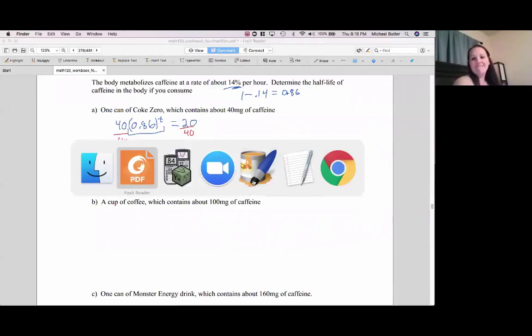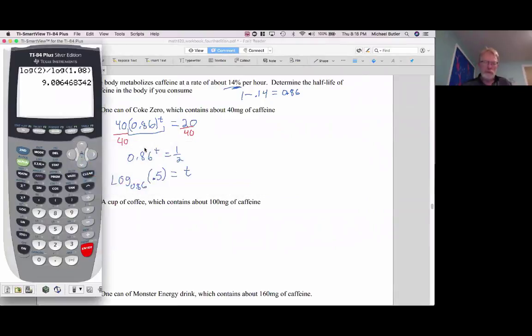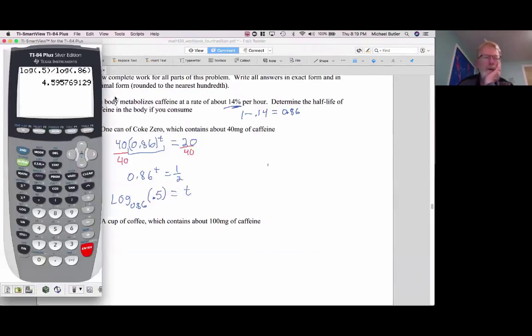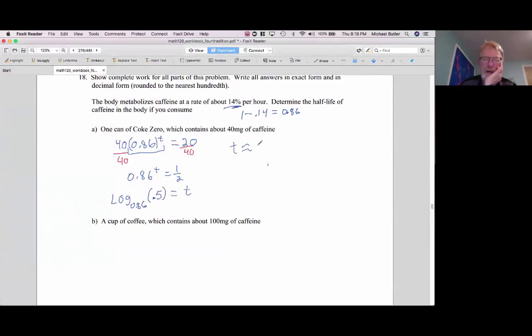Okay, so got the calculator out here. So using change of base, that's going to be the logarithm of 0.5 divided by the logarithm of 0.86, which gets me back 4.59 hours. Let's see, I forget how many places they want us. Nearest hundredth, okay? So we got to take it out 2 places. So 4.60, okay? So t is approximately 4.60 hours.